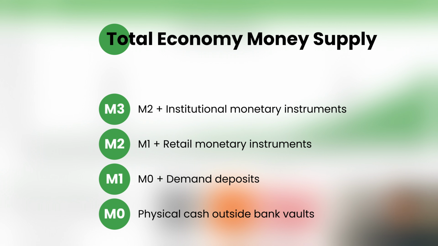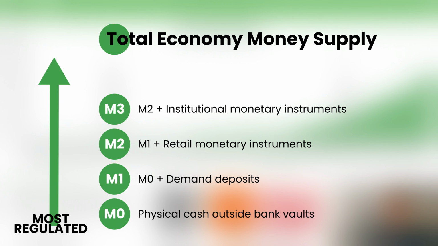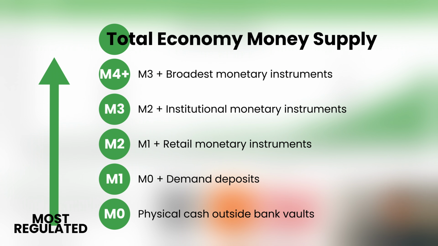So I think the better way to look at it actually is that monetary instruments in M0 and M1 are the most highly regulated instruments. And monetary instruments in M2 and M3, and in some countries they have M4 money supplies and more, those instruments are, as you go up the stack, the least regulated monetary instruments. So something to keep in mind here.